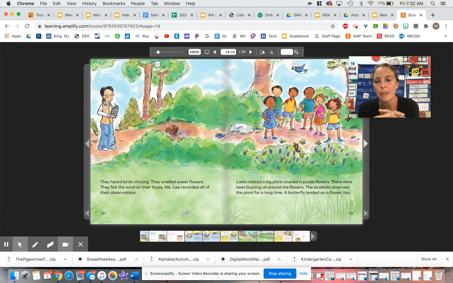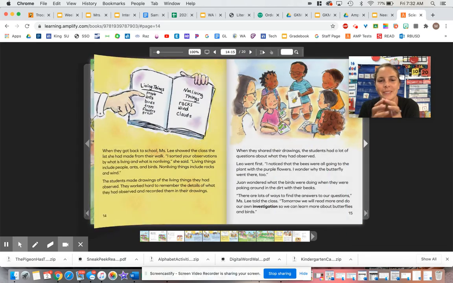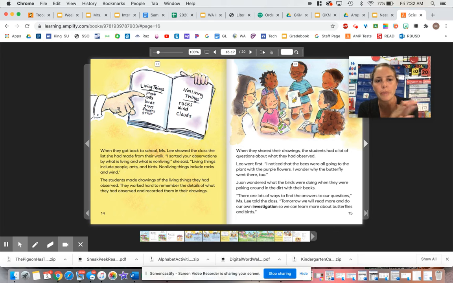Layla noticed a big plant covered in purple flowers. There were bees buzzing all around the flowers. The students observed the plant for a long time. A butterfly landed on a flower too. When they got back to school, Miss Lee showed the class the list she had made from their walk.